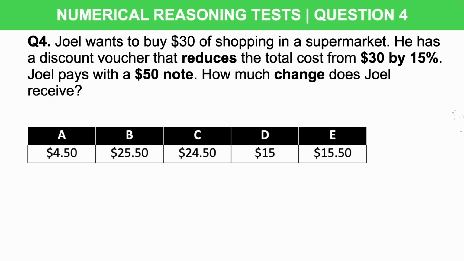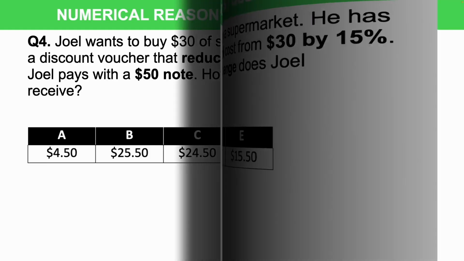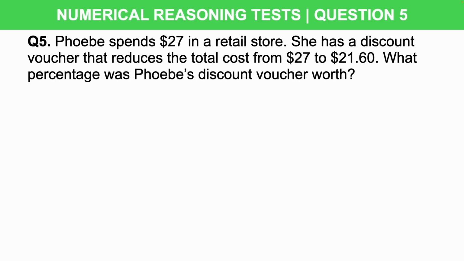How did you get on? Don't worry if that wasn't enough time for you. Just pause the video and take all the time that you need before moving on to the next question. Question 5 is this. Phoebe spends $27 in a retail store. She has a discount voucher that reduces the total cost from $27 to $21.60. What percentage was Phoebe's discount voucher worth?